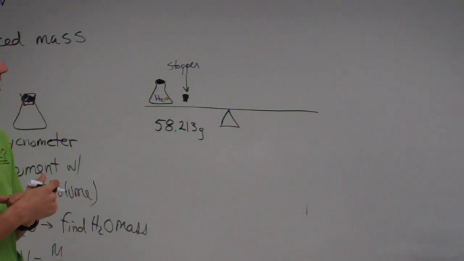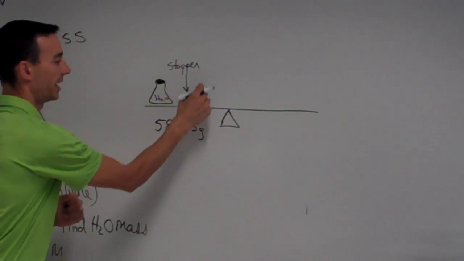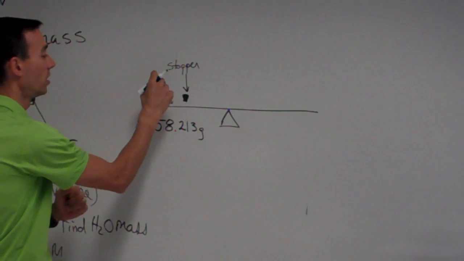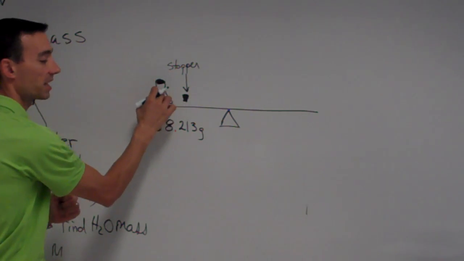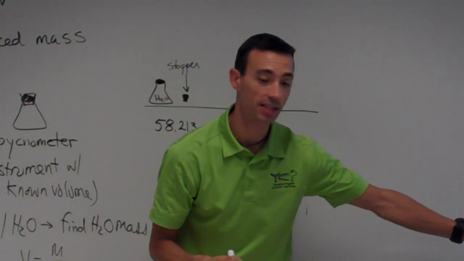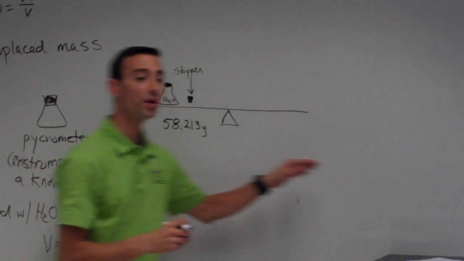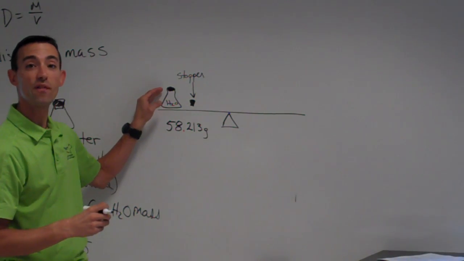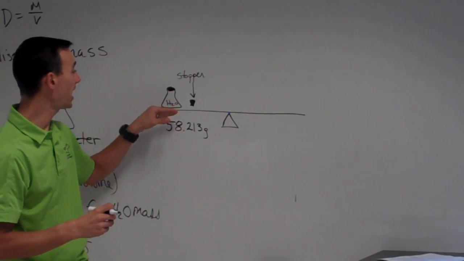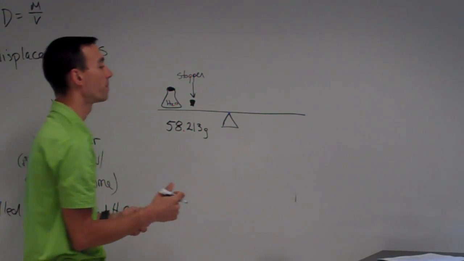Okay. Now, if I take that stopper and insert it into the pycnometer, just as if I dropped an object into this graduated cylinder, the level of the water will rise. Unfortunately, this is already filled with water. So what's going to happen is the water would overflow, or some of it will come out.